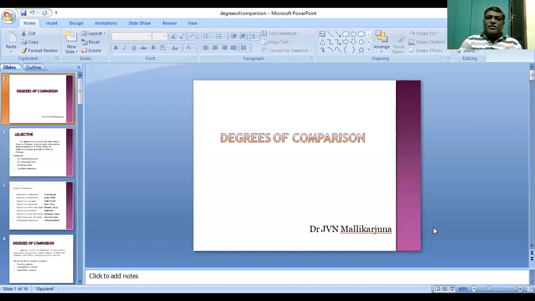Dear learners, today we are going to talk about degrees of comparison. Before going to degrees of comparison, we have to understand what an adjective is all about. Only when we understand what an adjective is, will we be able to understand the need of an adjective and why and how an adjective is used in a sentence.